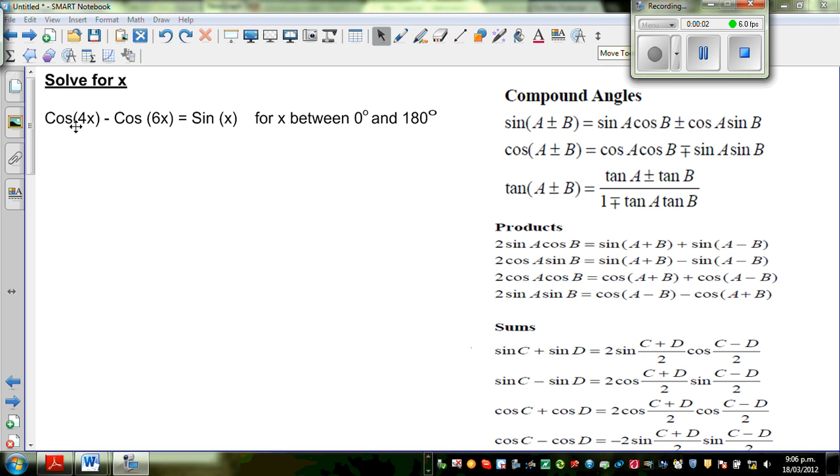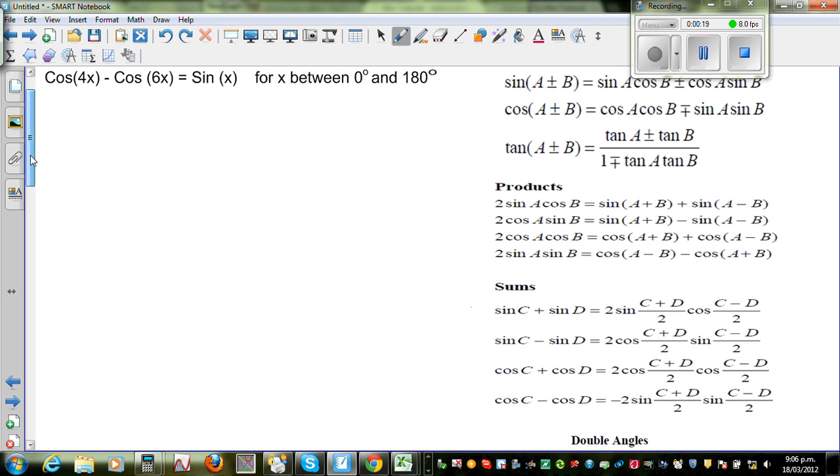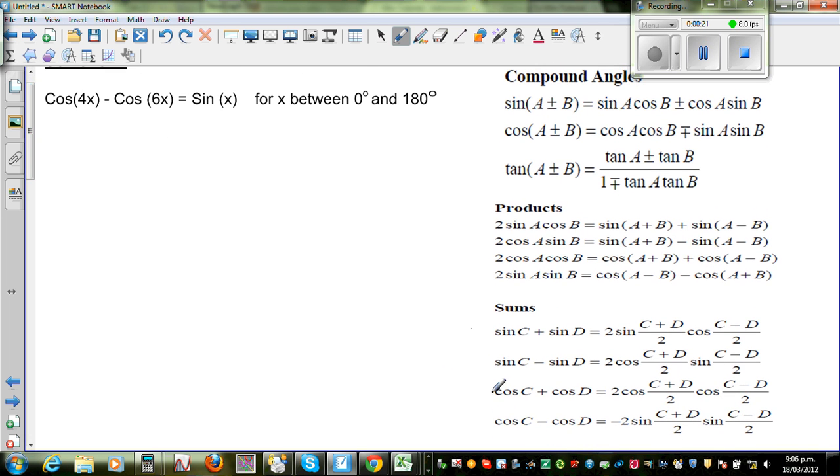Solve this equation, cos 4x minus cos 6x is equal to sine 6x, between 0 to 180 degrees. So I pasted these formulas. I want you to decide which formula to use to solve the left-hand side. If you look at the left-hand side, the formula that catches my attention is cos c minus cos d, which is minus 2 sine of (c plus d) over 2 times sine of (c minus d) over 2.